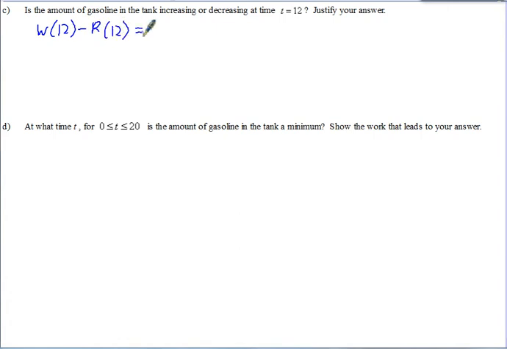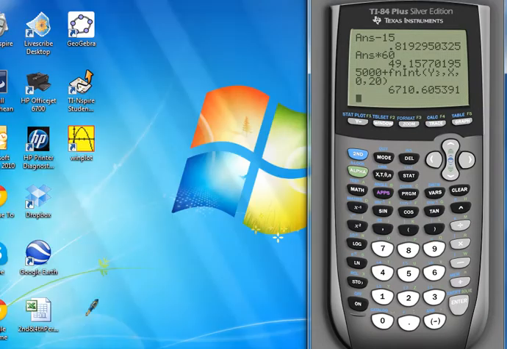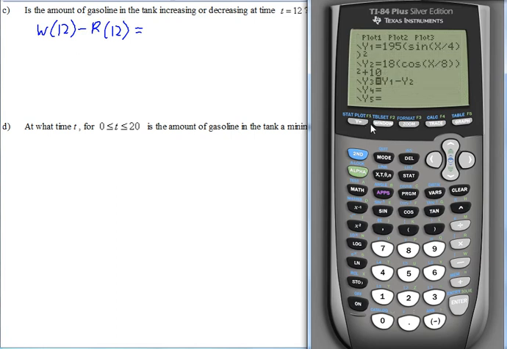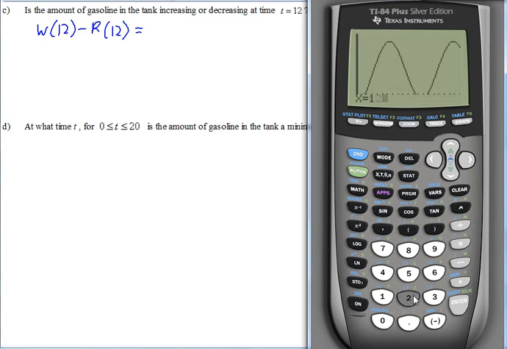Okay. So again, on the calculator, the way you can do that, on the 84, it would be, we already have it highlighted, I think. Yep, we do. So second calc, once you have that highlighted, value, and we want to find the value at 12. You can see right there, it's negative 6.207.